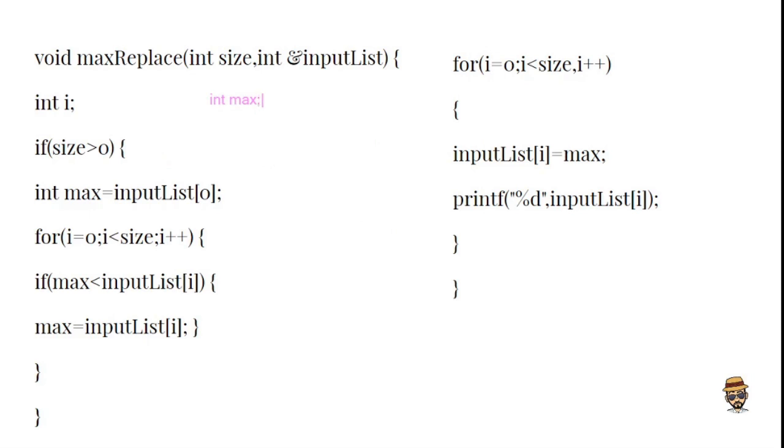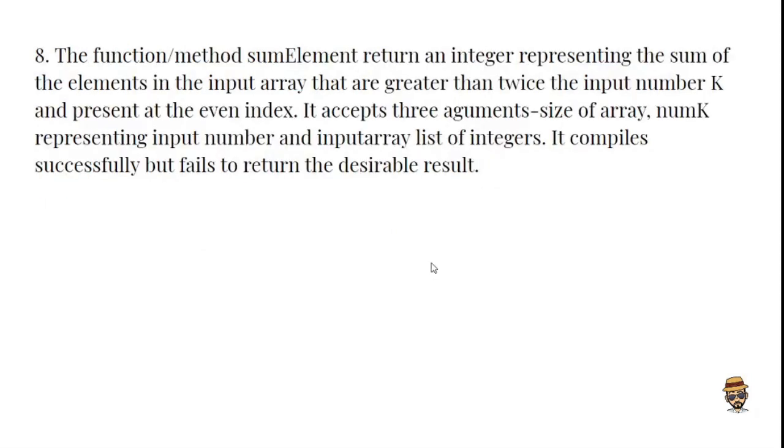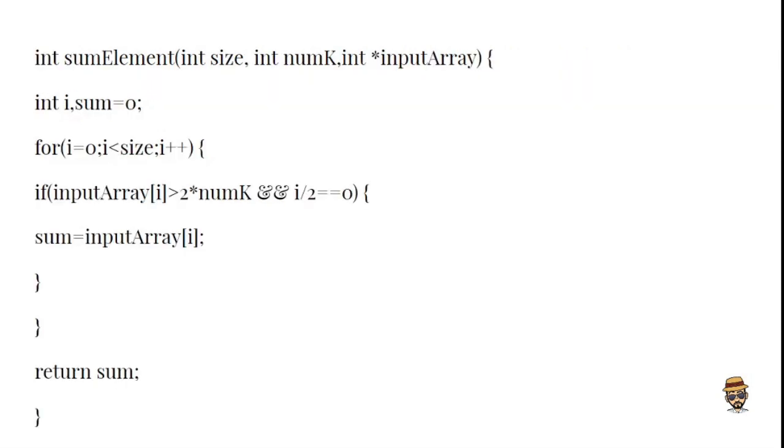That's all. So in the 8th question, we are given a function method sumElement that returns an integer representing the sum of the elements in the input array that are greater than twice the number k and present at an even index. We are given three things: the size, the number k, and the input array. Now let's move to the error code. So guys, pause the video, find out the errors in the code.